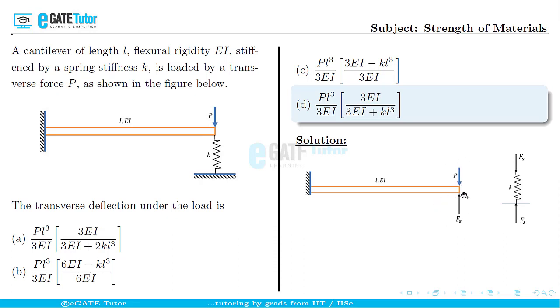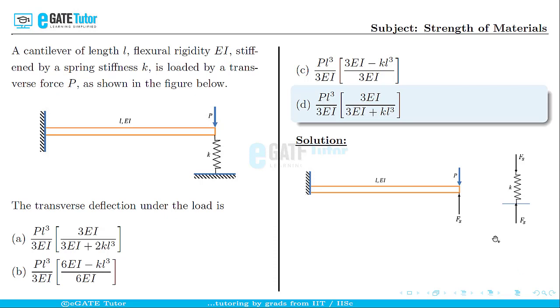So the same spring force which is at the bottom of the beam will be applied onto the top, so that when we apply the equilibrium conditions, these two forces will cancel out as a reaction, and this particular spring force is developed as a reaction force from the ground support. So this initial configuration, we are splitting into two conditions for simplicity.